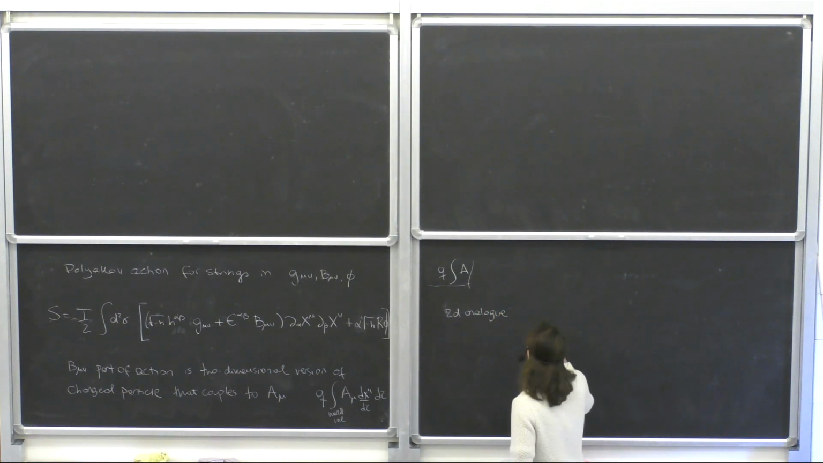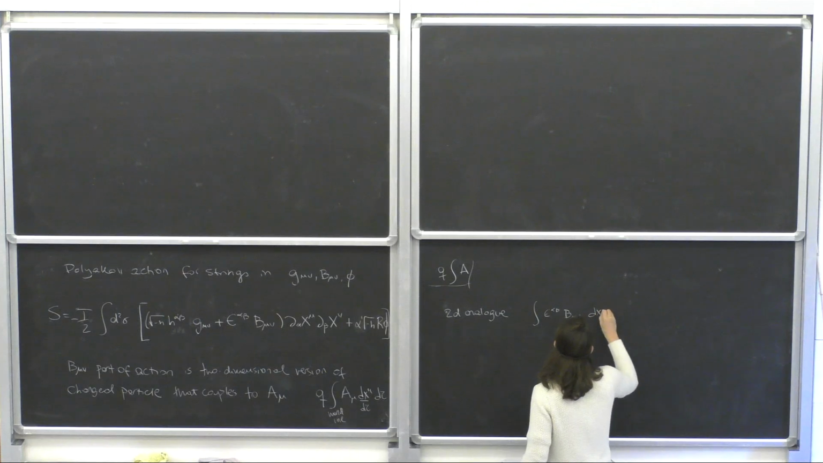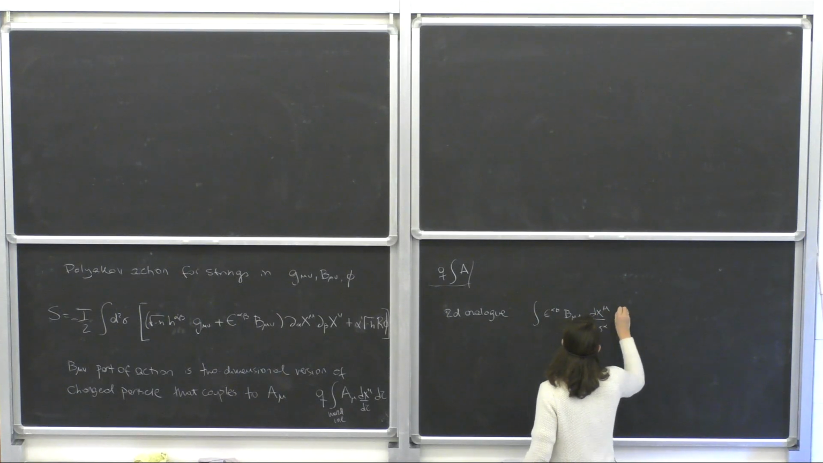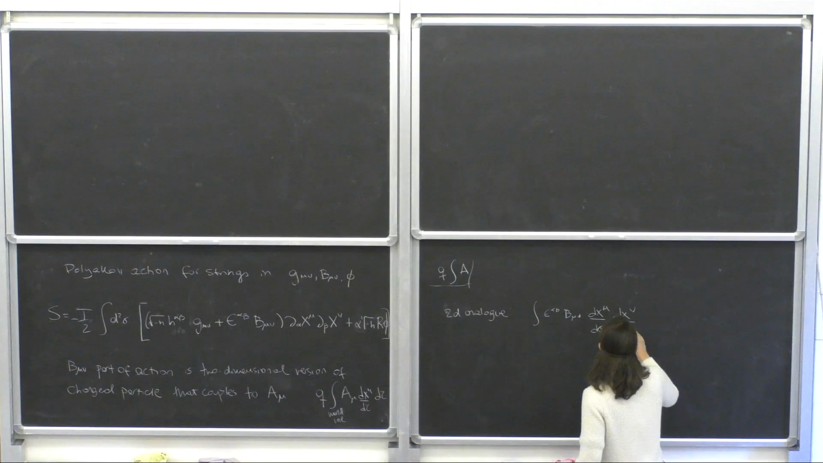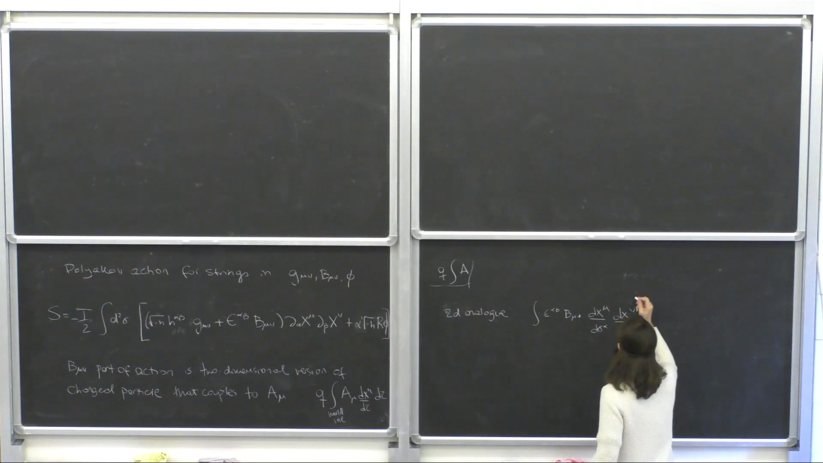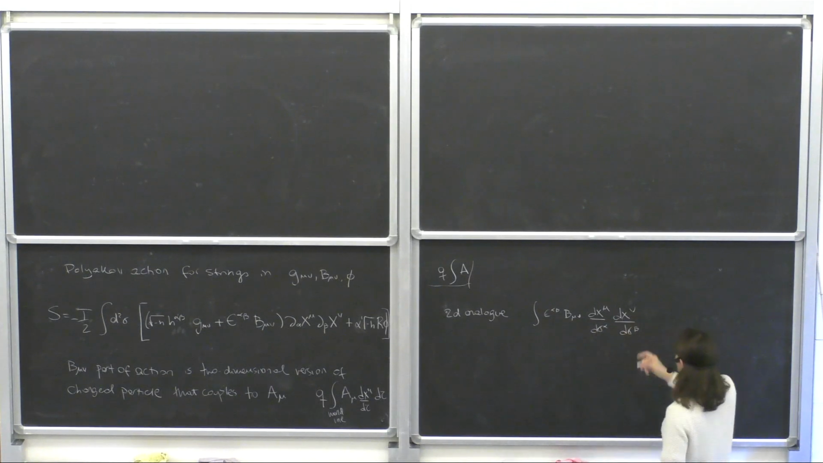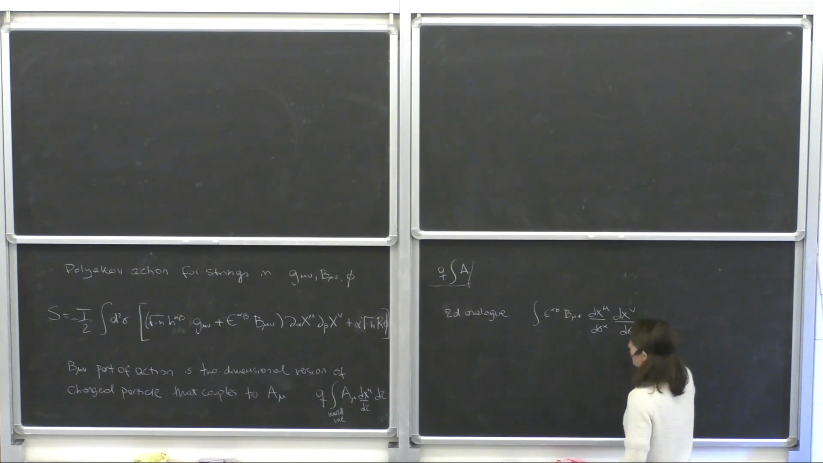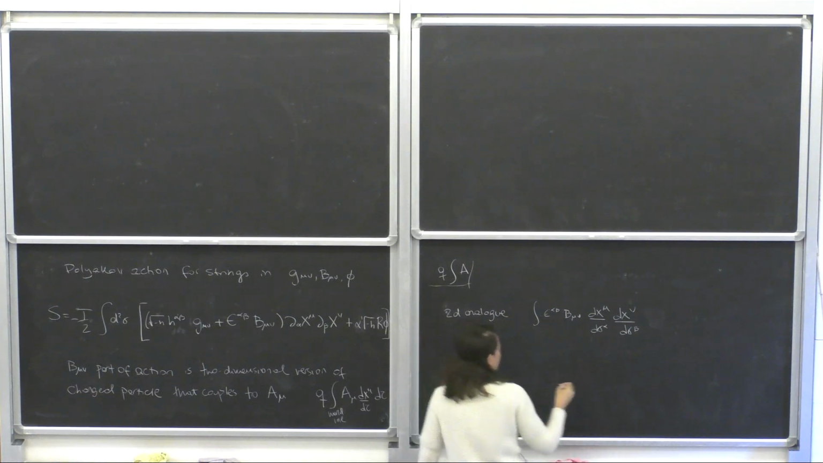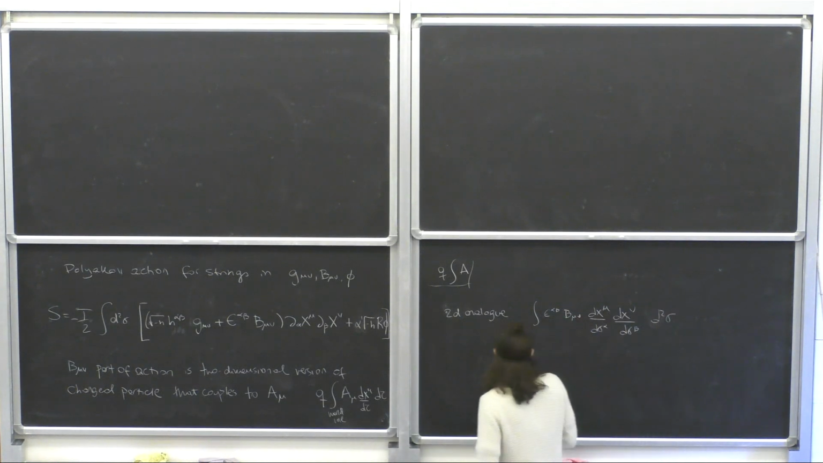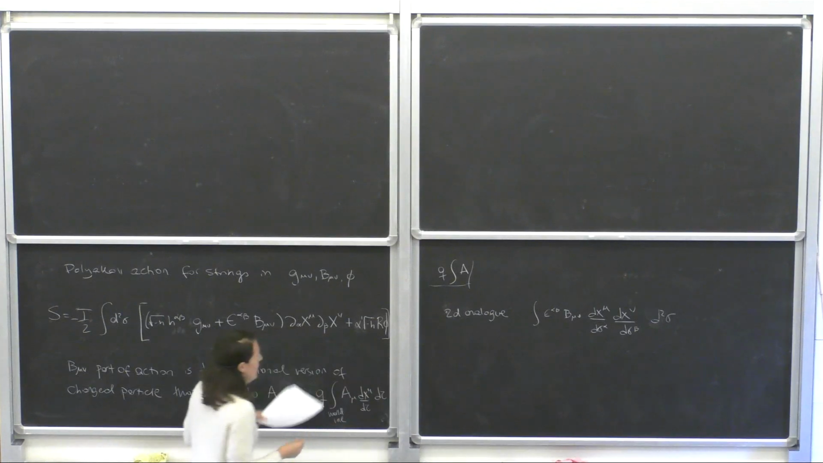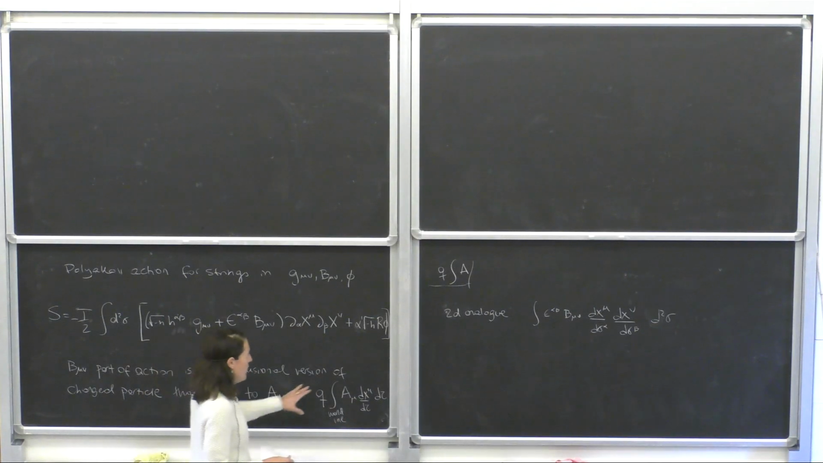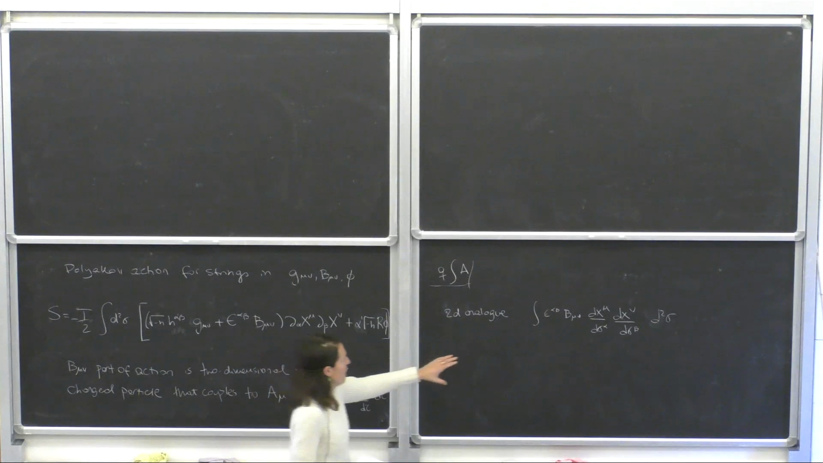It's precisely that. It's the integral of epsilon alpha beta, B mu nu, dx mu, d sigma alpha, dx nu, d sigma beta, and that's it, the integral d2 sigma. And that's precisely what we have. So it's exactly the analog of this.